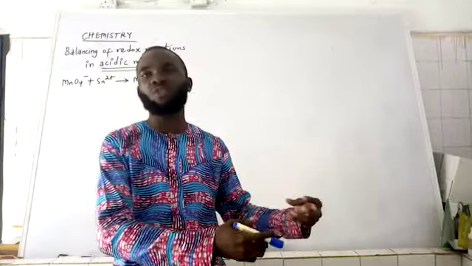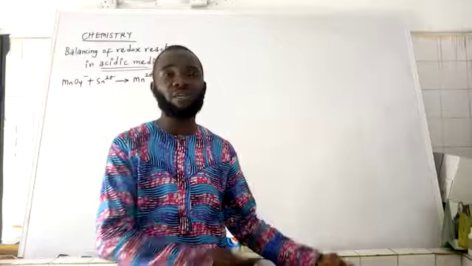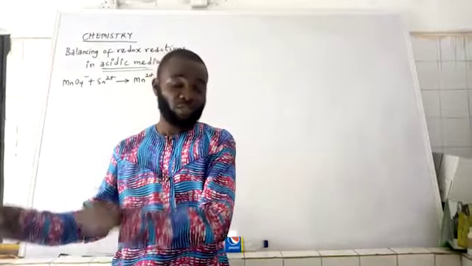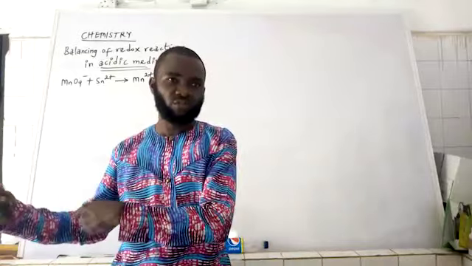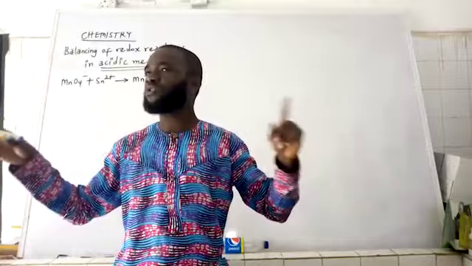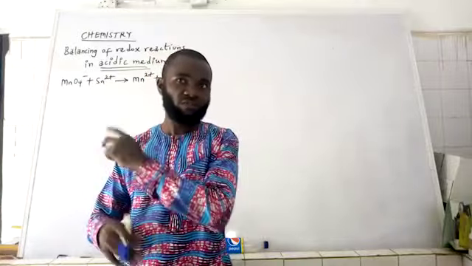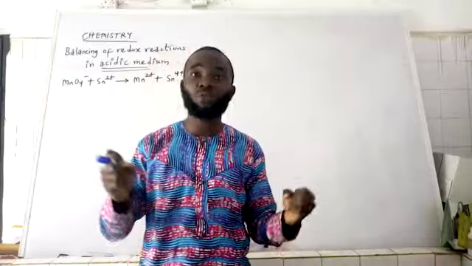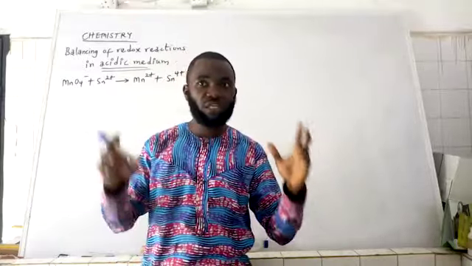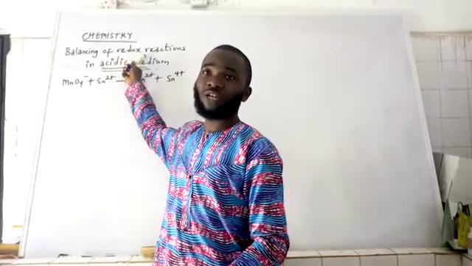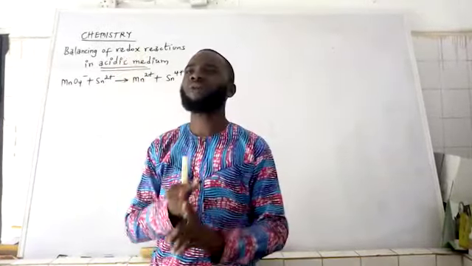Oxidation is the addition of electronegative elements. Reduction is the addition of electropositive elements or removal of electronegative elements. These are the definitions for oxidation and reduction. We will actually be applying one or two of them. But before we can do this, we should have a good knowledge of what oxidation and reduction reactions are. A redox reaction is a reaction that involves both oxidation and reduction.